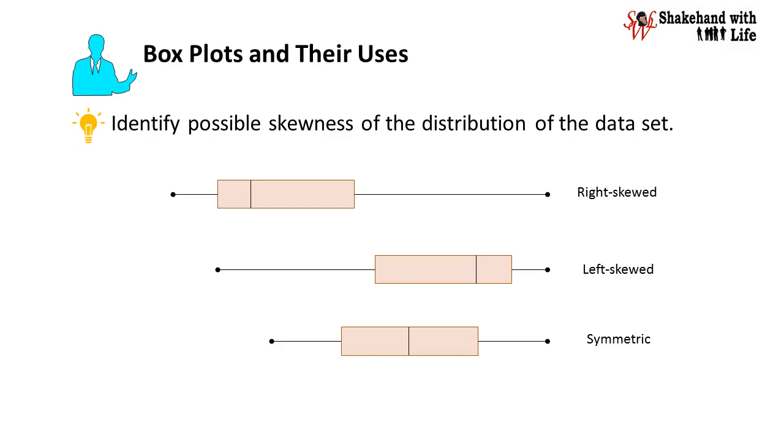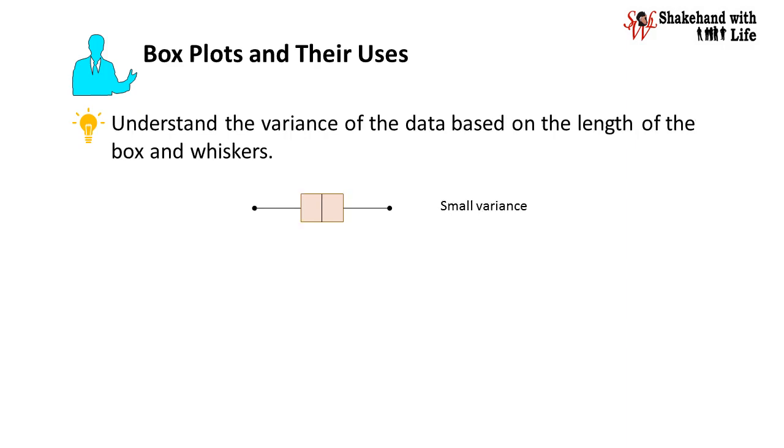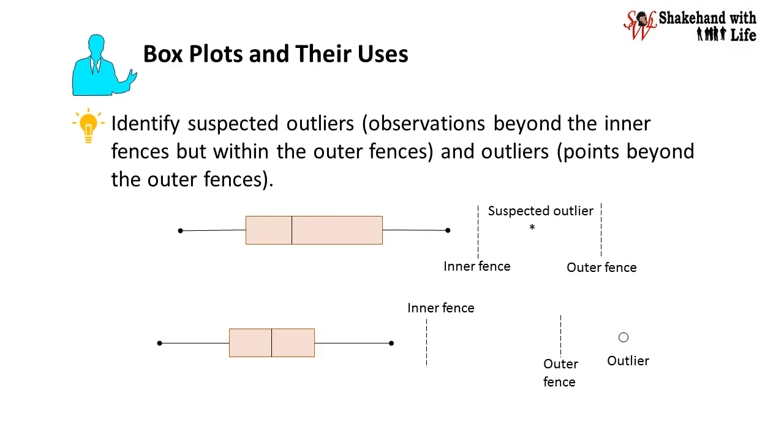The box plot is used to understand the variance of the data based on the length of the box and whiskers. The box plot is used to identify suspected outliers, observations beyond the inner fences but within the outer fences, and outliers, points beyond the outer fences.